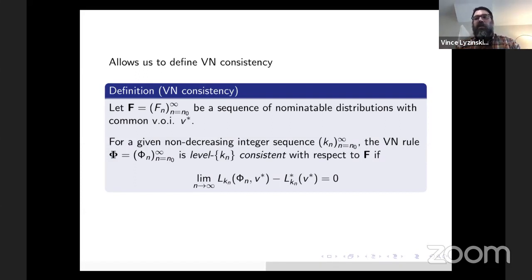N here is the size of the network. And so for a given non-decreasing integer sequence, a Vn rule is level Kn consistent. Note that K can depend on n, it need not. With respect to a sequence of distributions, if the limit as n goes to infinity of the difference between the Vn loss and Bayes loss goes to 0. Okay.